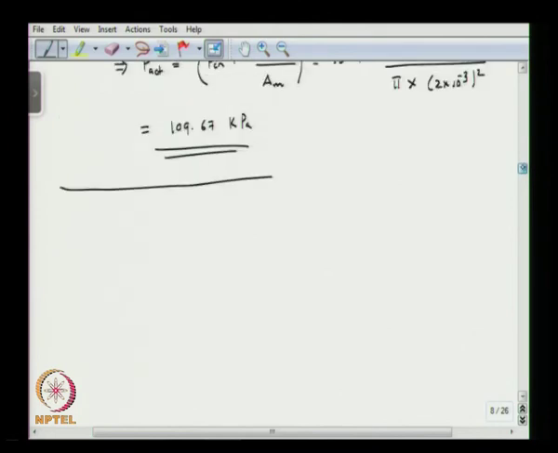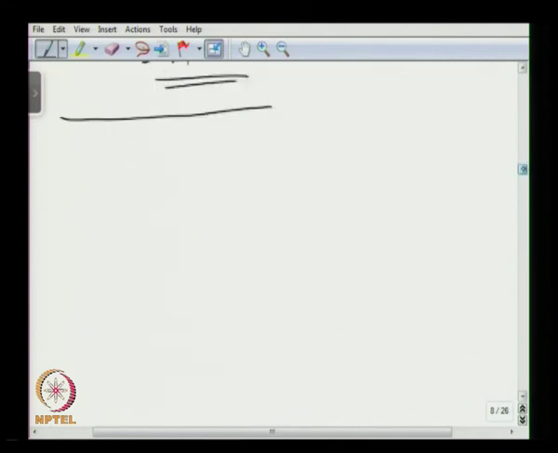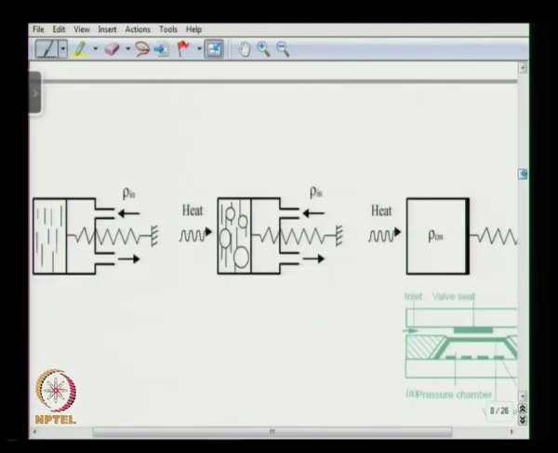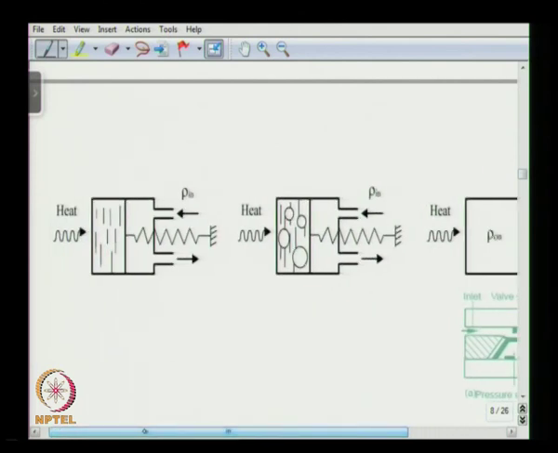So, with that let us move on and talk about the thermopneumatic microvalve.